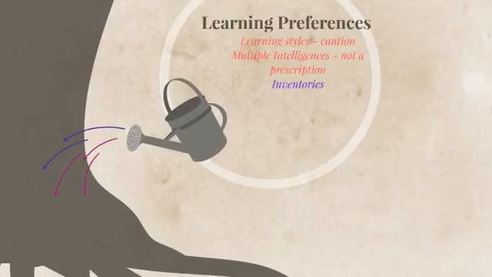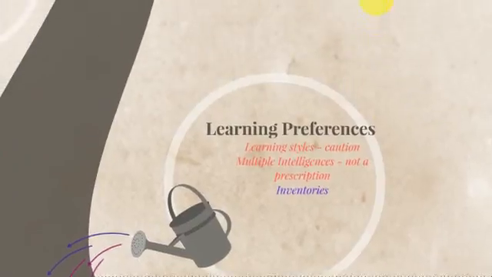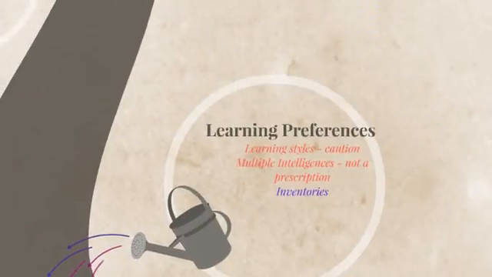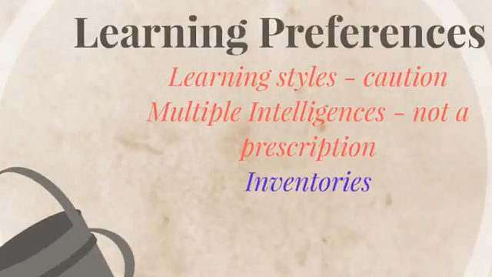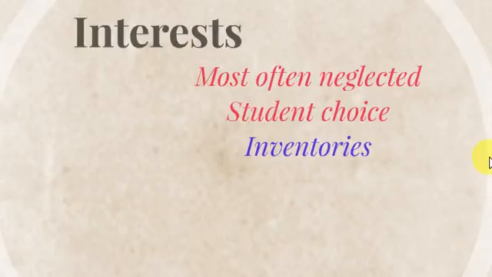For both the student profile and the total talent portfolio, you need to do some kind of a learning preferences inventory. I would suggest multiple intelligences. That's going to give you more usable information, especially when we start talking about differentiating your lessons. Then we need to talk about interests.